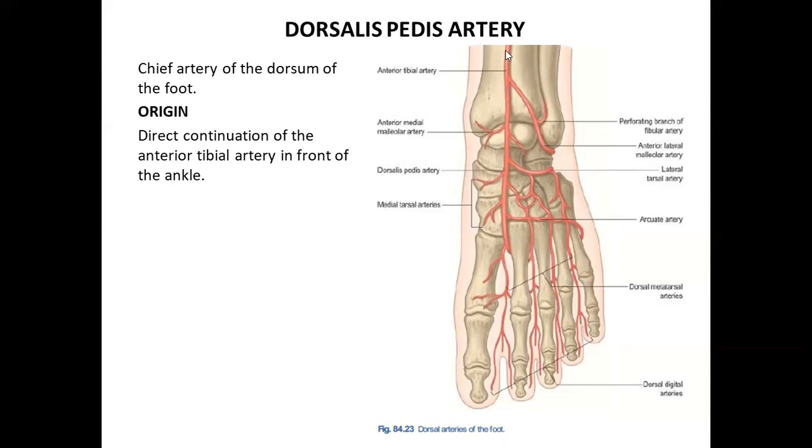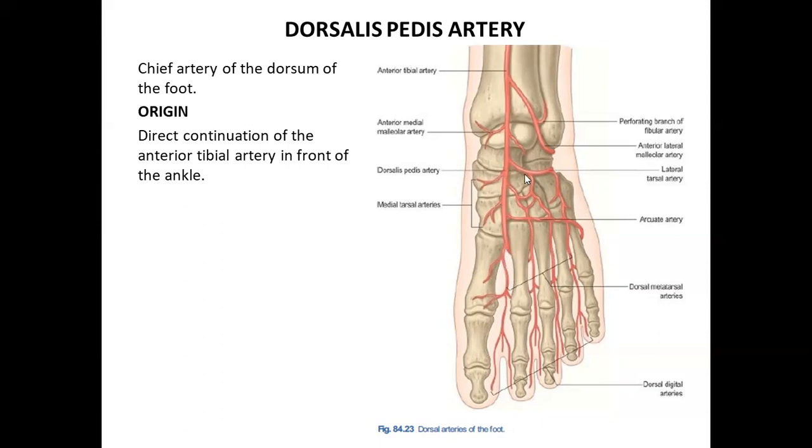Once again, this anterior tibial artery continues, it crosses the ankle joint, and then its name changes and it becomes the dorsalis pedis artery. This dorsalis pedis artery goes down and at the first interdigital cleft, it moves downwards and enters the sole, and there it forms an anastomosis along with the lateral plantar artery.